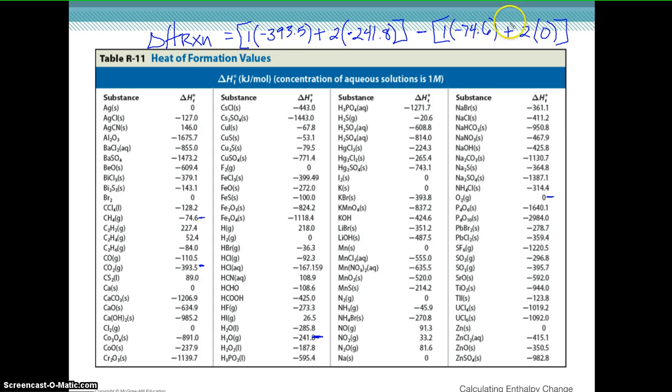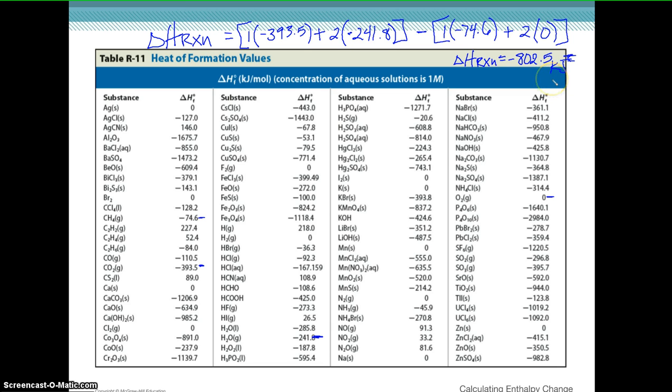So when we do all of that math, what you're going to see is our total heat of reaction. The total heat of reaction is negative 802.5 kilojoules. There you go. Okay, and it is negative. Combustion reactions are exothermic, so that makes sense.